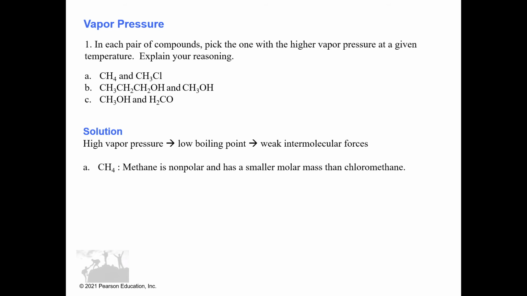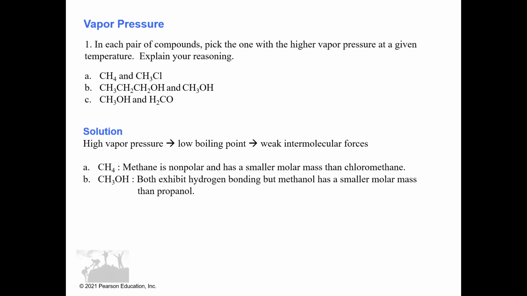So for letter A, methane is the one that's going to have the higher vapor pressure. It's the one that's nonpolar and it has a smaller molar mass. With methanol, it has a smaller molar mass than propanol, but both exhibit hydrogen bonding. Okay, so if the intermolecular forces are the same in both substances in the pair, then you have to take a look at molar mass.